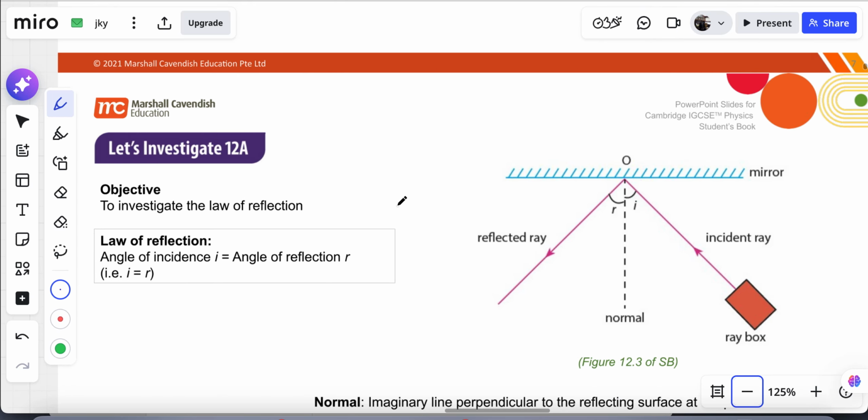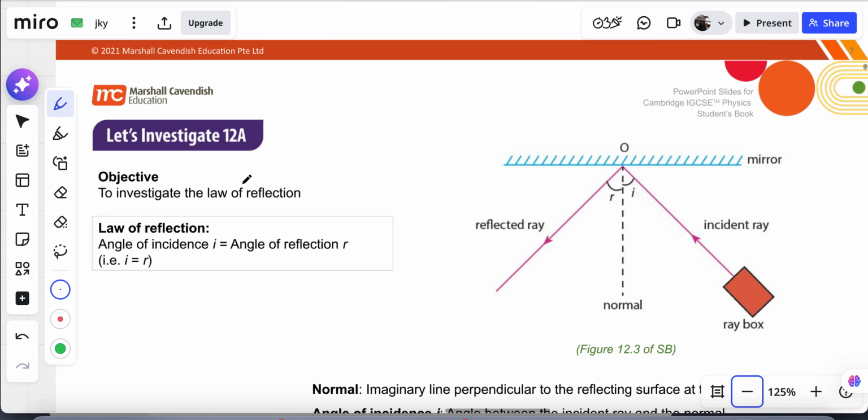This is a practical. This type of question you see in paper 6. They will ask you to design an experiment to investigate the law of reflection. You're going to need a mirror on a plain white paper, and you take a ray box and shine light from the ray box onto the mirror, and you see how the light is reflected. We draw the normal and use a protractor to measure the angle of incidence and the angle of reflection.